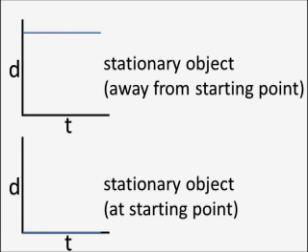The horizontal sections tell you that it's a stationary object, and if the horizontal line is above the x-axis, then the object is standing still away from the starting point. If it's on the x-axis, it's actually at the starting point.